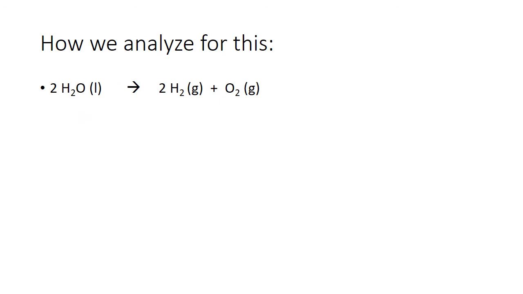So how do we analyze for this? What are we looking for? All right, we're looking for the direction that produces more chaos, the forward or the reverse direction. And we're going to do that by just looking at the states of matter. So on this slide, I'm not really paying attention to even what the molecules are. I'm saying, okay, over here I've got a liquid, and over here I've got gases. It helps to kind of visualize this too.